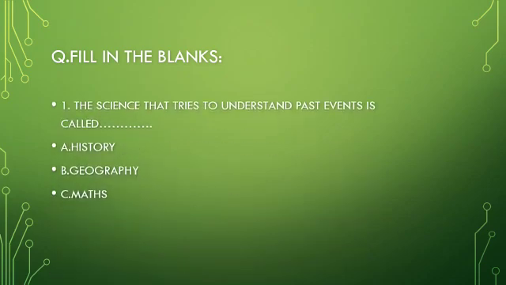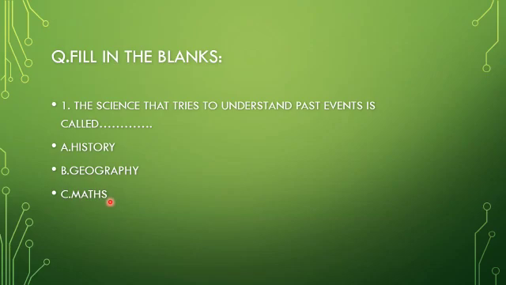So here is the first question given to you all students. The science that tries to understand past events is called dash. Now, the science that is trying to make us get back to the past events, what is it known as? There are three options given here. Out of the three options, we need to search for the correct answer. The first option says history, second says geography, and the C option says maths.